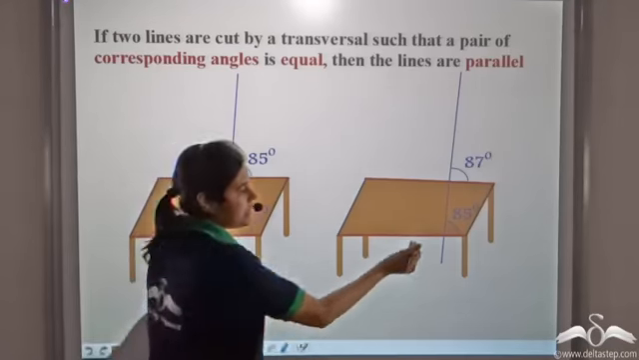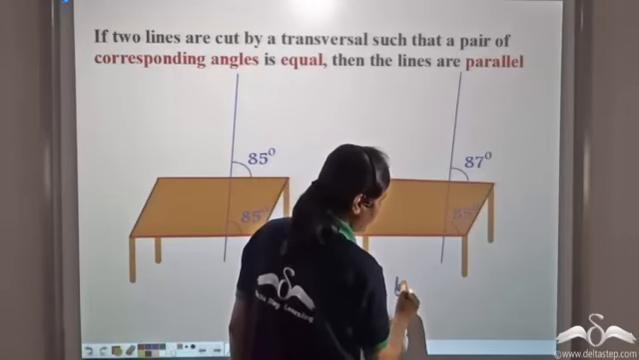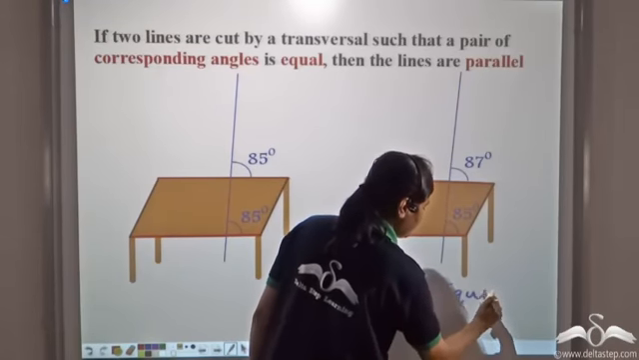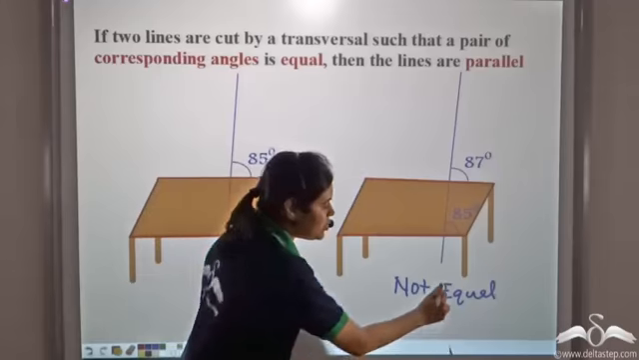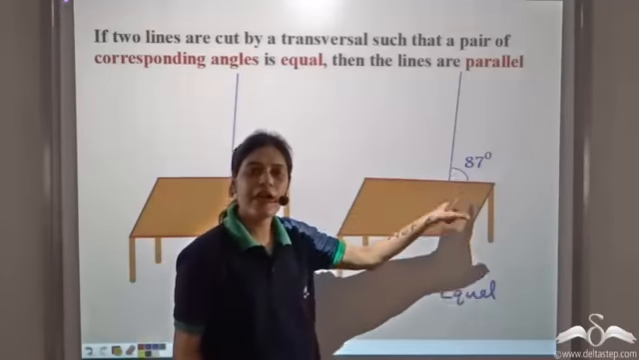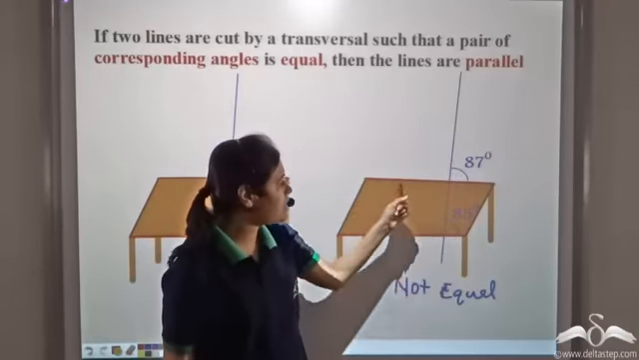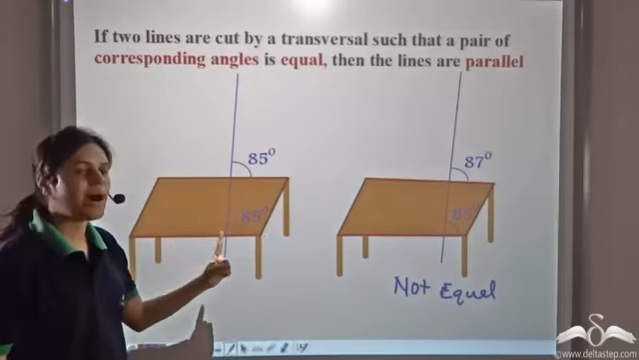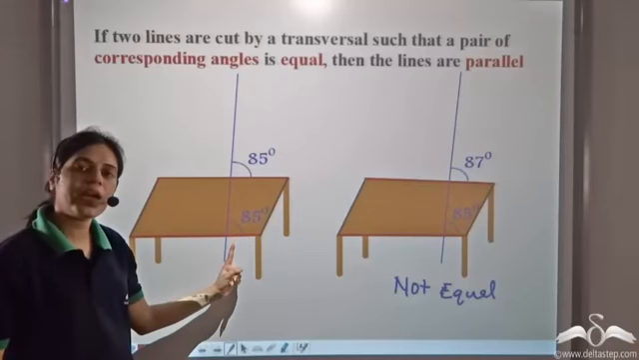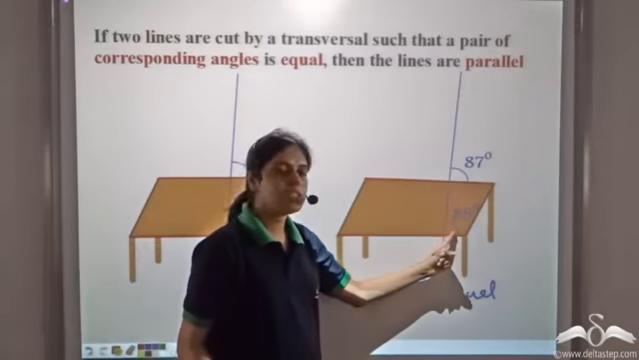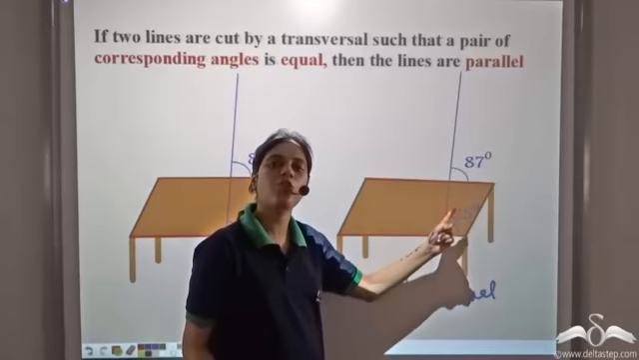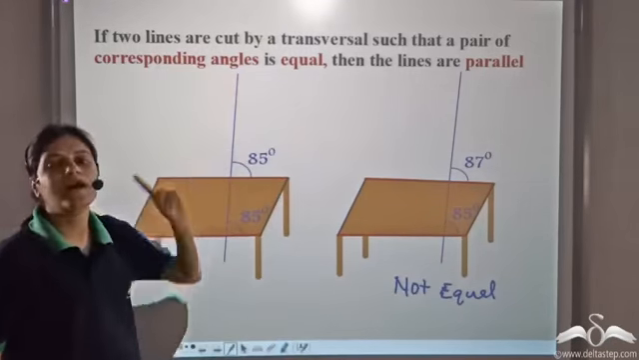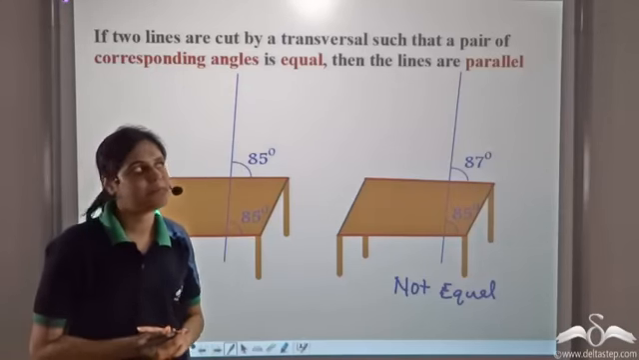So we see that these two angles are not equal. That is, in these two lines, the corresponding angles are not equal. Hence, these two are not parallel lines. So, these two lines are parallel because the corresponding angles are equal. These two lines are not parallel because the corresponding angles are not equal. So, this is called a condition for parallelism.